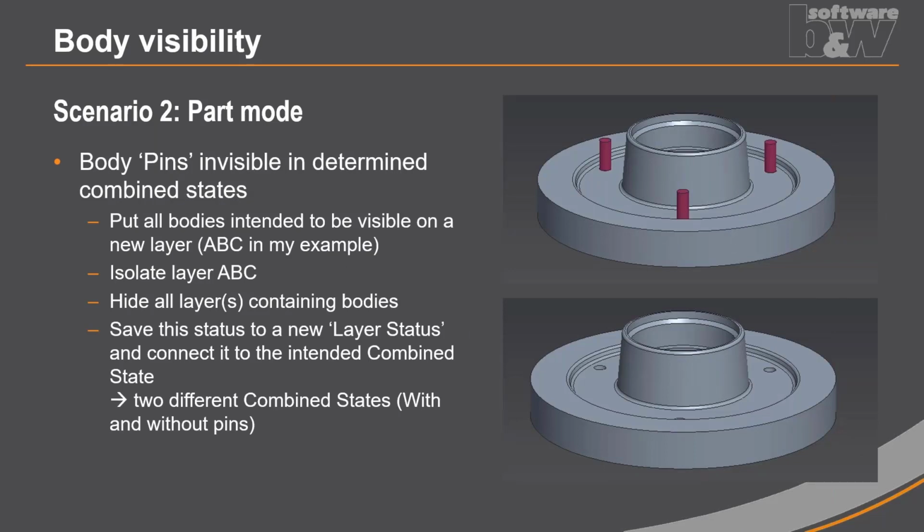Second scenario, a little bit more difficult. I want to make the pins from my part invisible in one combined state. For this, I have to create a new layer and put everything onto this layer that I want to see in my new combined state. I isolate the new layer and hide all the other layers that contain bodies. And then I have to save this status to a new layer status and use it in a combined state. Then I can switch between those with and without pins.